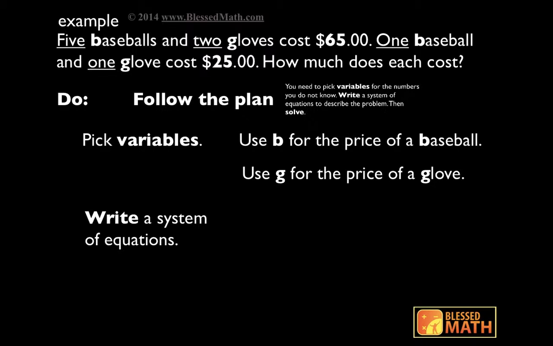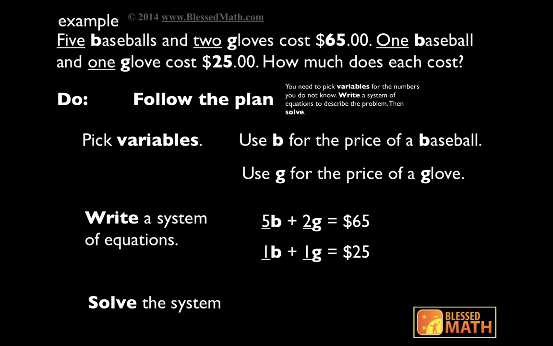All right, part 2 of that now. So we picked the variables. Now we need to write a system of equations. So we have 5 baseballs plus 2 gloves is equal to $65. And we have 1 baseball plus 1 glove is equal to $25. And next, step 3, so we have the variables, step 1, we have our system of equations, step 2, and now we need to solve the system.